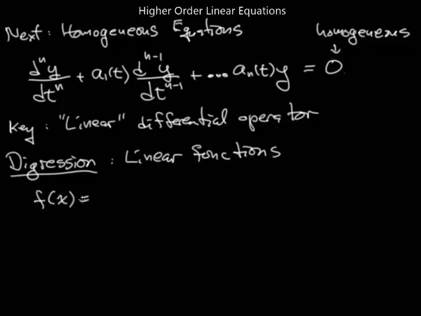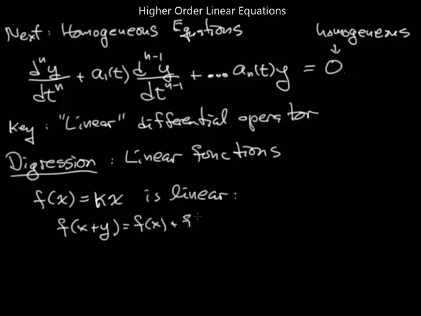If you take the function f(x) = kx, that's, so to speak, a linear function. Its graph is a line, after all. And what does it mean? Well, f(x + y) = f(x) + f(y). Why is that? Because on the left-hand side, f(x + y) is k times (x + y), and on the right-hand side it's kx + ky. And those two things are indeed equal.